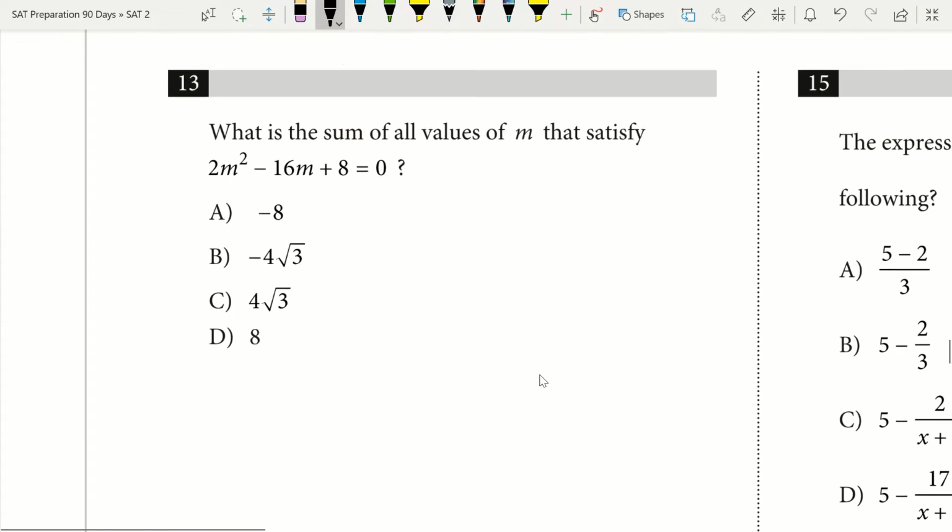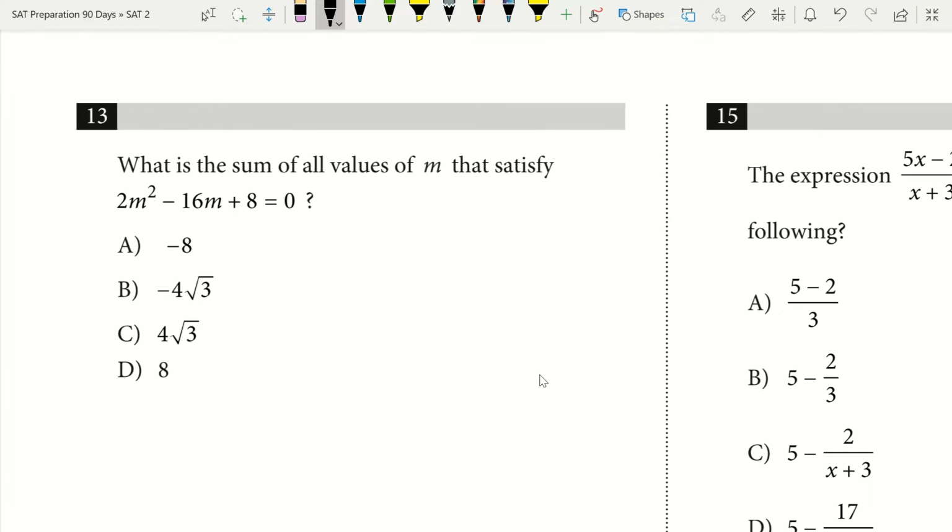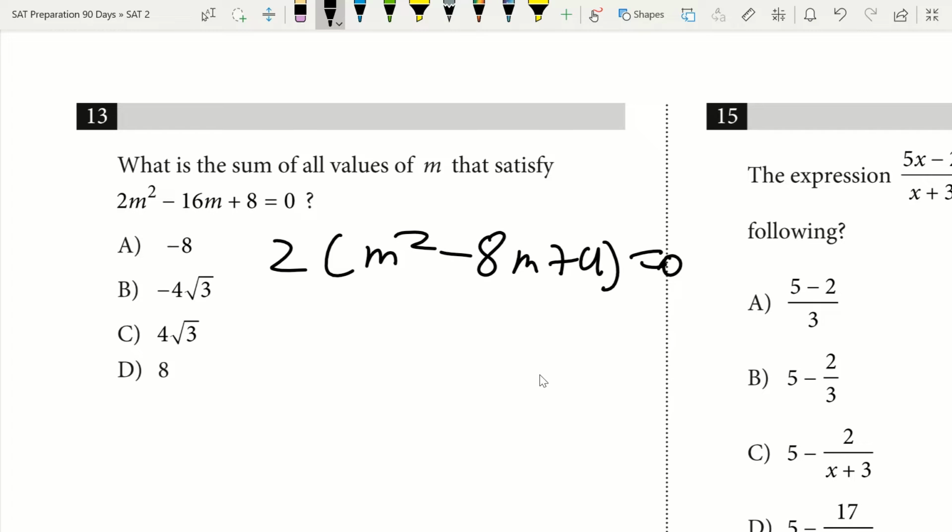Okay, I've got the sum of the values of m that satisfy this. Right away I see I can take a 2 out, so I'm going to take a 2 out, multiplied by m squared minus 8m plus 4 equals 0. At this point, I see that I could factor this as m plus some number. We'll call it r1, and it's going to have to be minus because we have a minus sign here and a plus sign here.